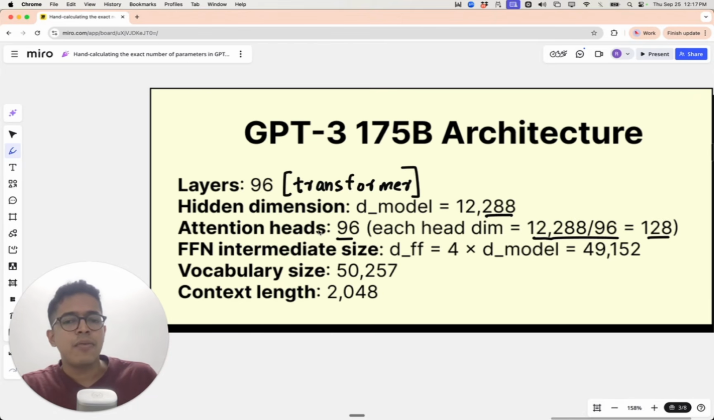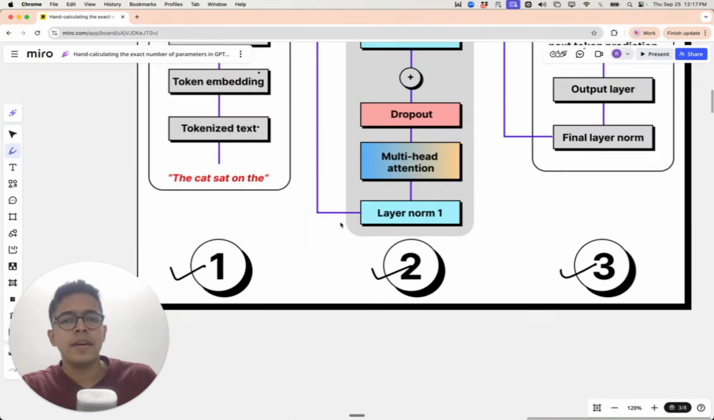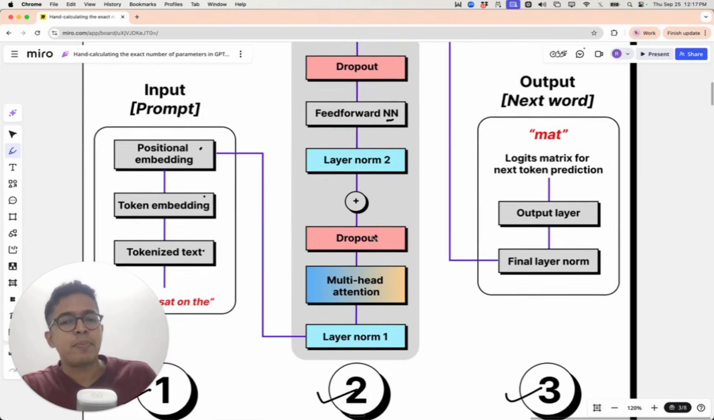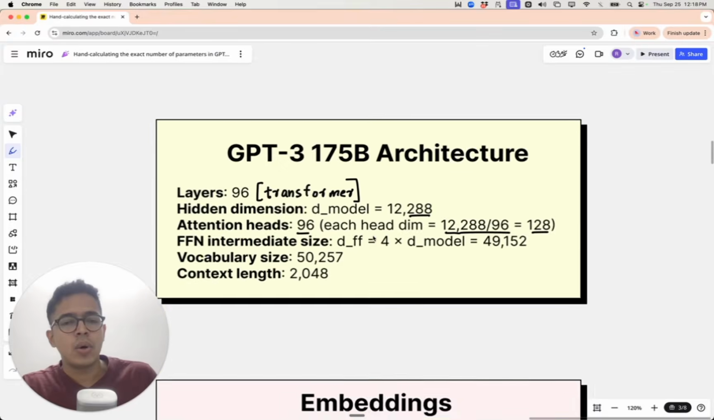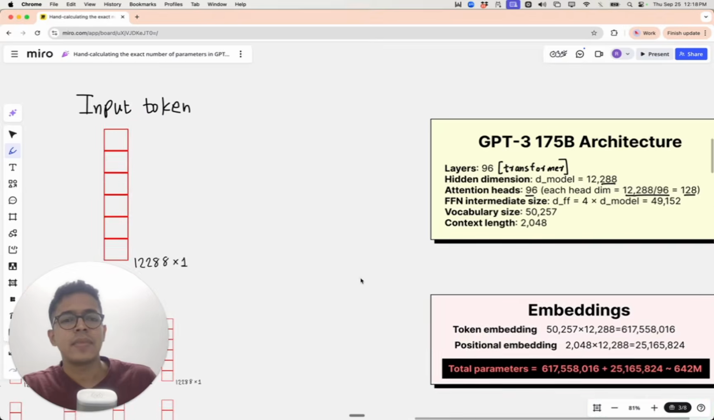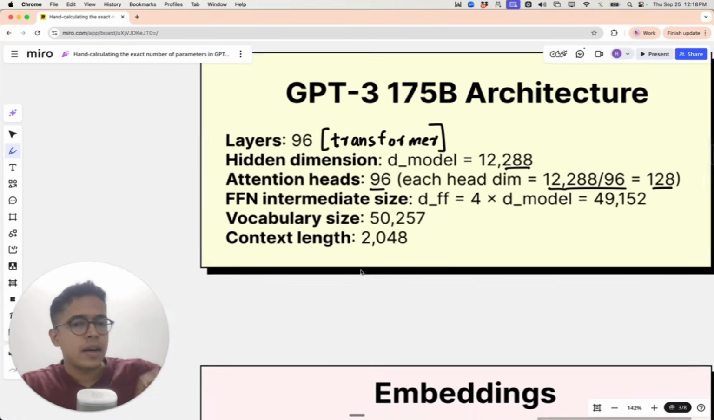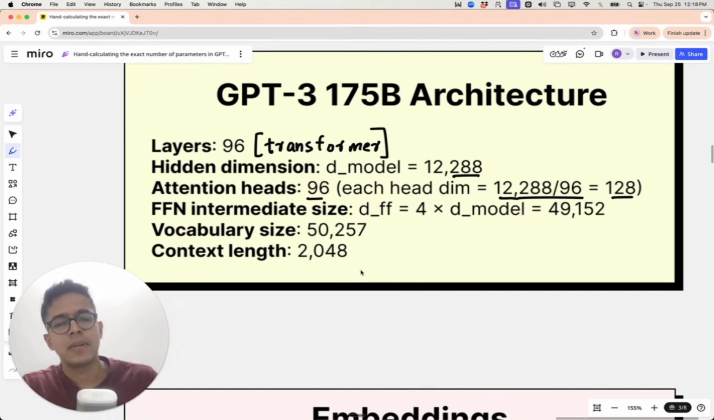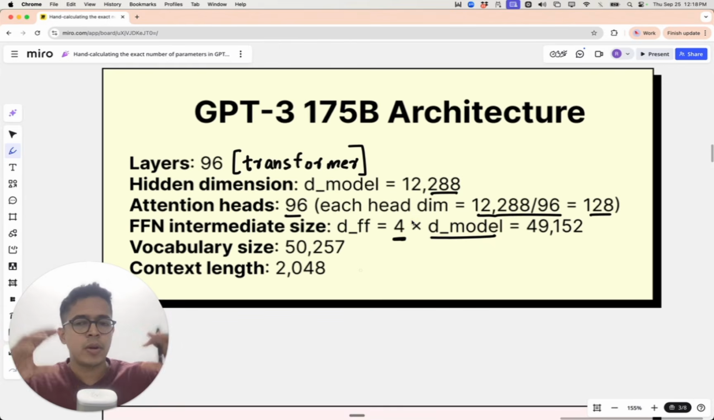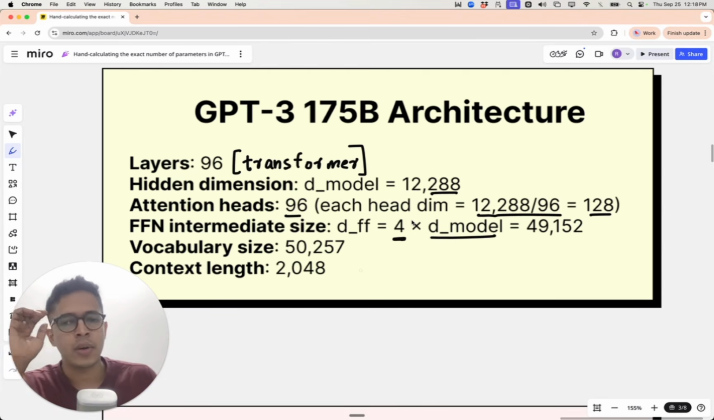Similarly, you have a feed-forward neural network over here. What this feed-forward neural network does is it projects the transformed token of 12,288 dimensions into a space with 4 times more size. So whatever the input dimension is, in this case 12,288, you multiply that by 4. So you project it into that higher dimensional space, and then you project it back. That is what is happening in the feed-forward neural network.